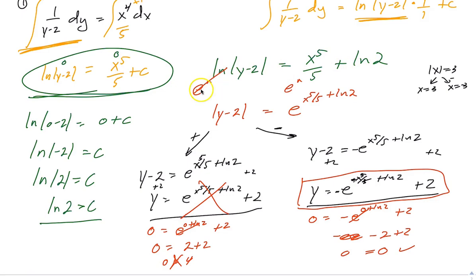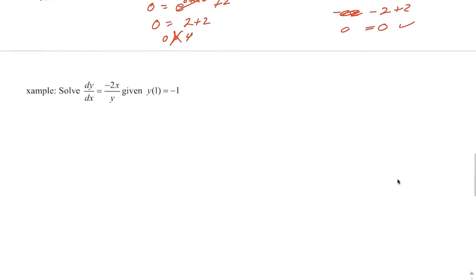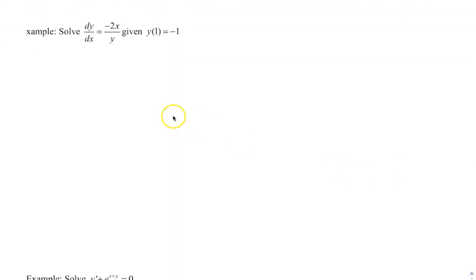Once I do that, then it's just algebra. Let's get the y by itself. So in this case, I had to take the e of both sides. That left me with the absolute value. So I had to separate it, one positive, one negative, and then had to figure out which one was the real answer. A lot of algebra, I know. Next one. That should say example.